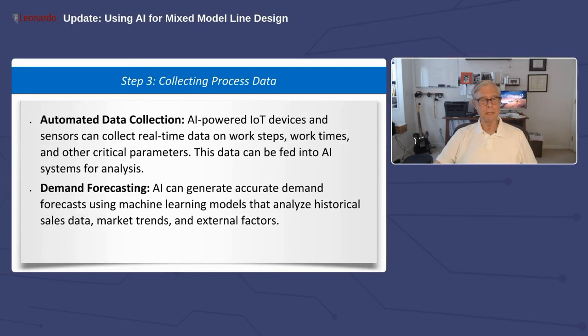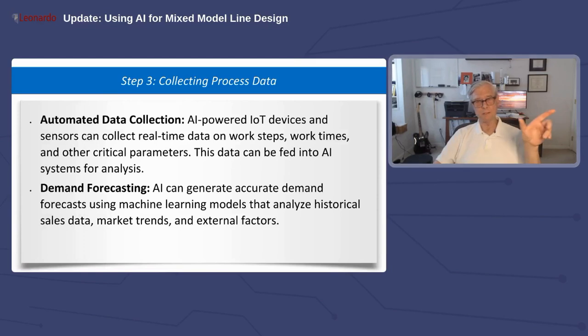Step 3, collecting process data. So again, we touched on this already, but there's a possibility of either using IoT, Internet of Things, sensors and devices to collect data, or maybe in the future just pointing your camera at the work and collecting the data if you don't have it already, or taking existing data and giving AI access to it.